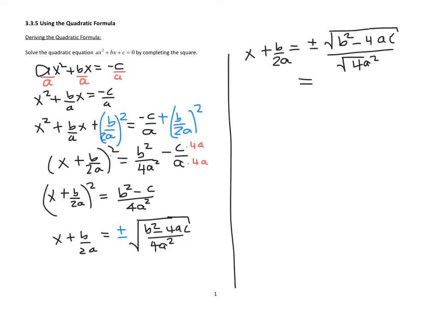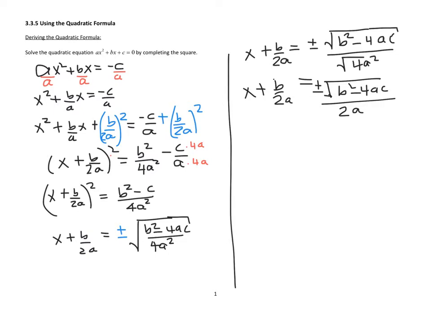And you can see I am not able to simplify the numerator, so I still have plus or minus the square root of b squared minus 4ac, and my denominator becomes the square root of 4, which is 2, and the square root of a squared is just a, and this is still x plus b over 2a.